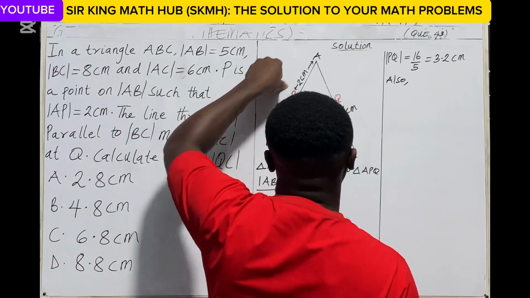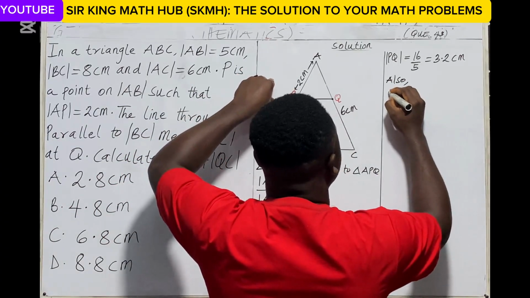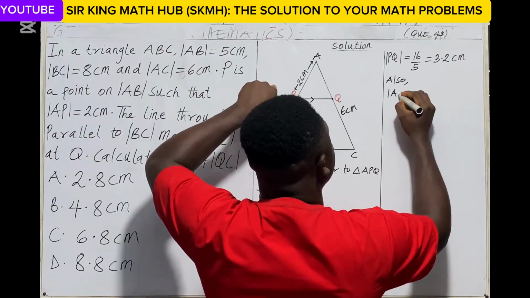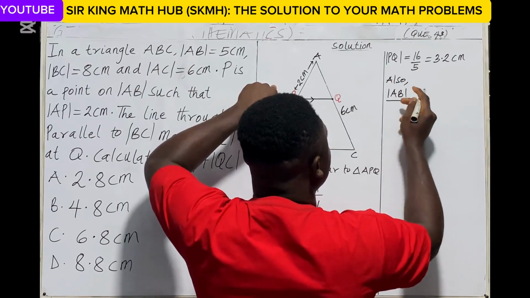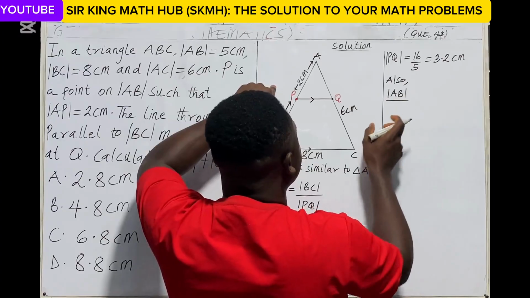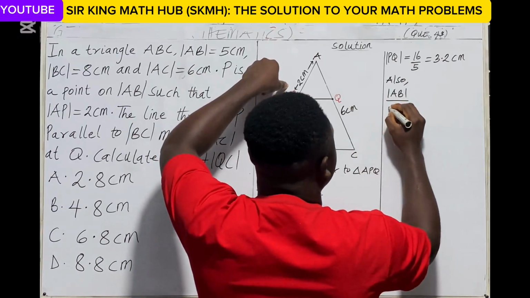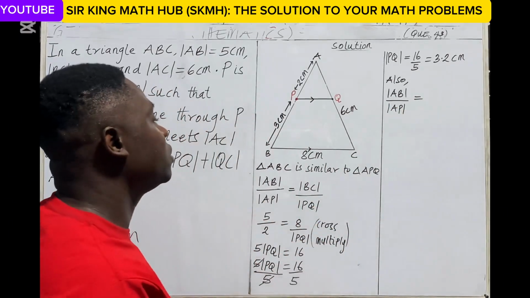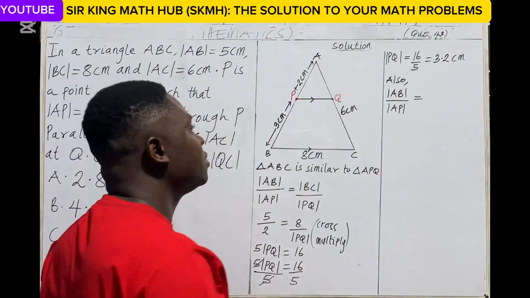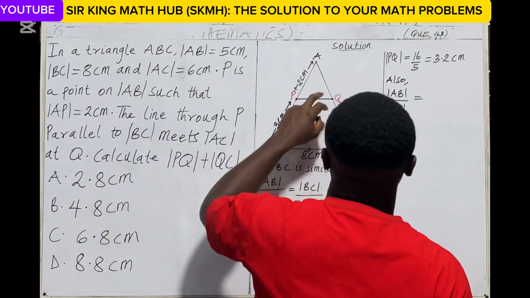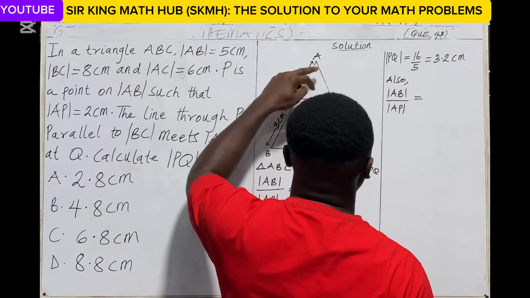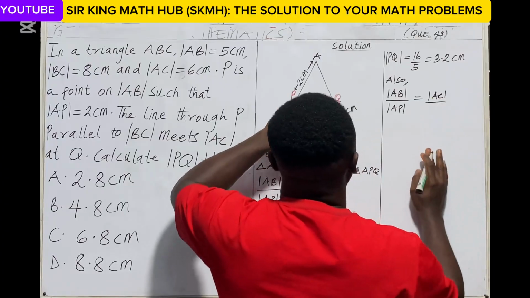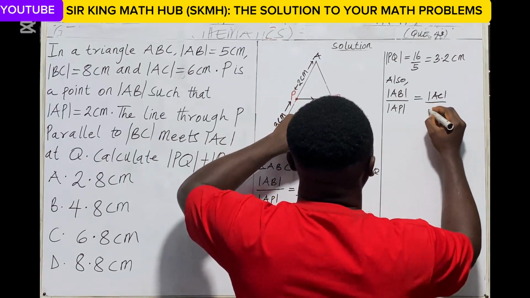The bigger one. You know that the length here is line AB. So the ratio of the bigger side to the smaller side, which is line AP, must be equal to the ratio of the other side of the triangle. So for this side too, let's find the ratio of the bigger side to the smaller side. The bigger side here is line AC, and then the smaller side is line AQ.